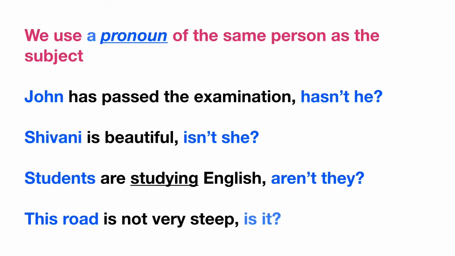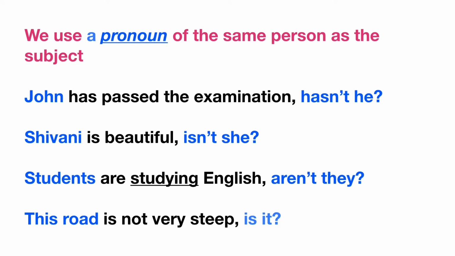So here is the next rule. We use a pronoun of the same person as the subject. For instance, John has passed the examination. Positive statement, obviously negative question tag. Has is the auxiliary verb. Take has plus short form of not and then pronoun he in place of John. Thus, the question tag will be hasn't he? Question mark.